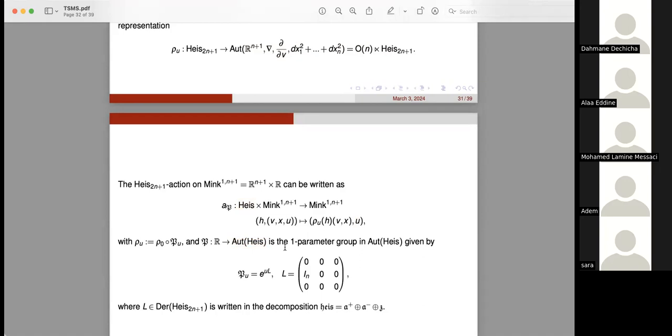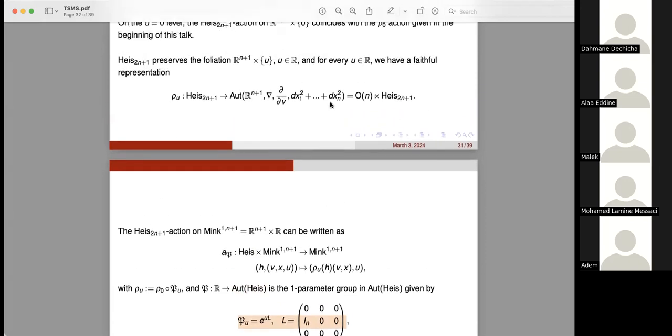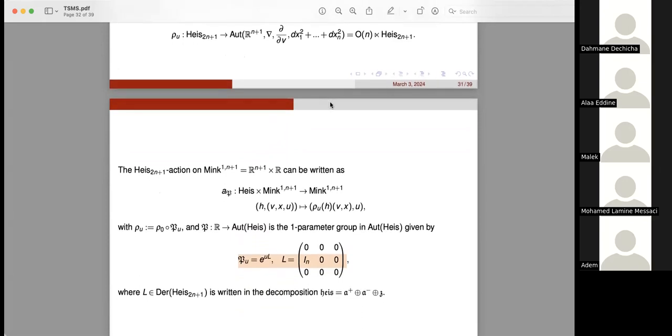And in the case of Minkowski, I can write this action using some curve in the automorphism group of the Heisenberg group, which is exactly this one. And in fact, here I'm just writing the fact that inside the isometry group of Minkowski spacetime, I have an extension of the Heisenberg group, so I have R semi-direct Heis, which acts isometrically on Minkowski spacetime.